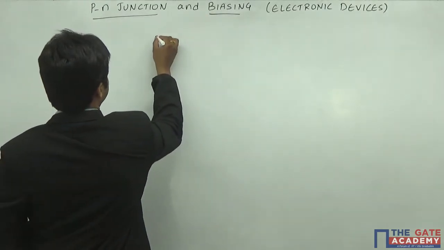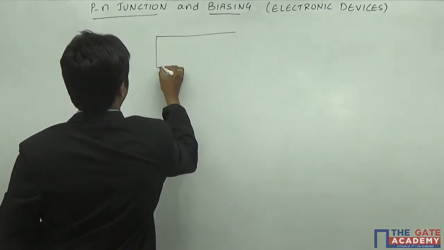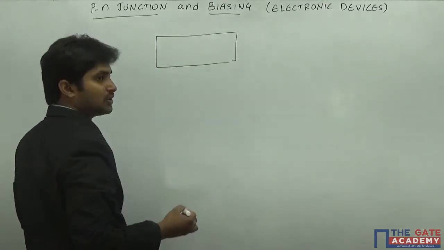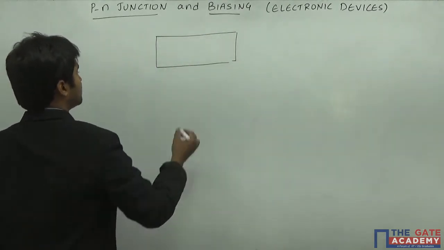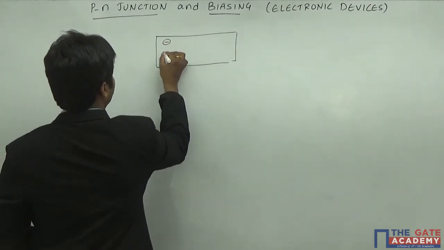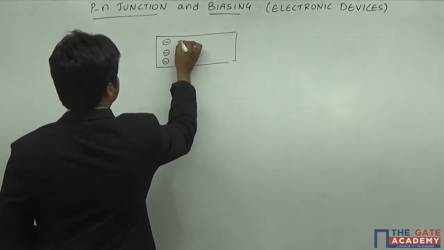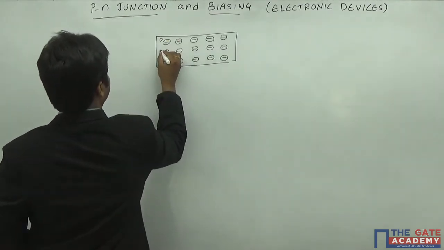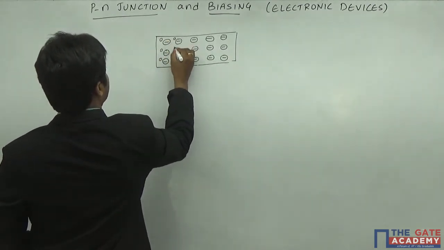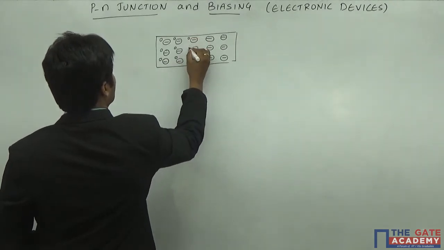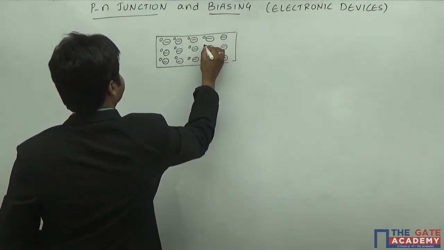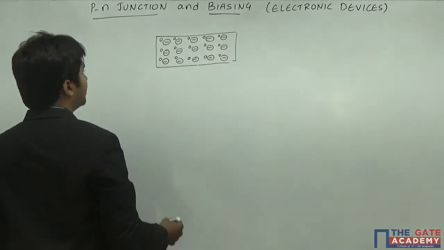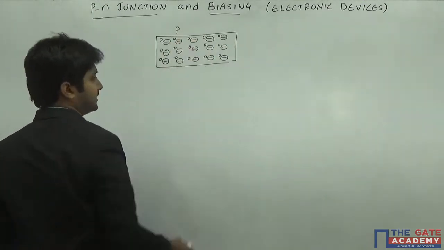Generally, in the case of a p-type semiconductor, the majority charge carriers are holes and minority carriers are electrons, and we represent the acceptor ions, which are going to create holes. With each and every acceptor ion, we generally represent a hole. This is how we represent a p-type semiconductor.